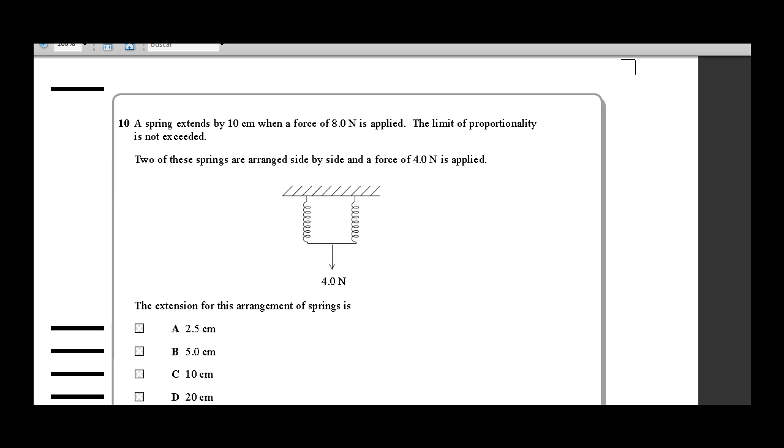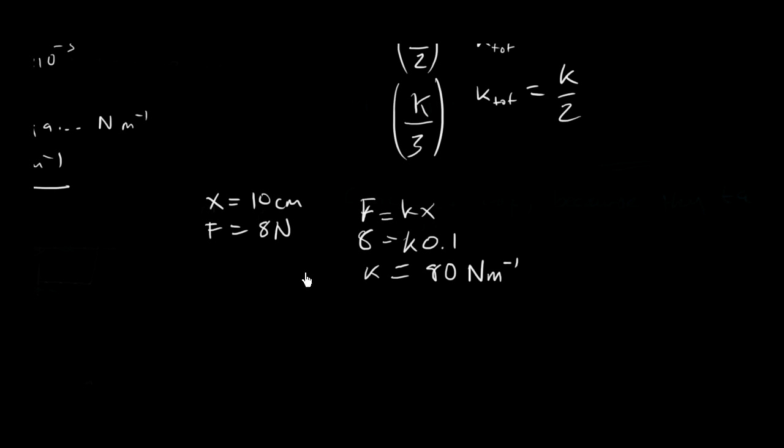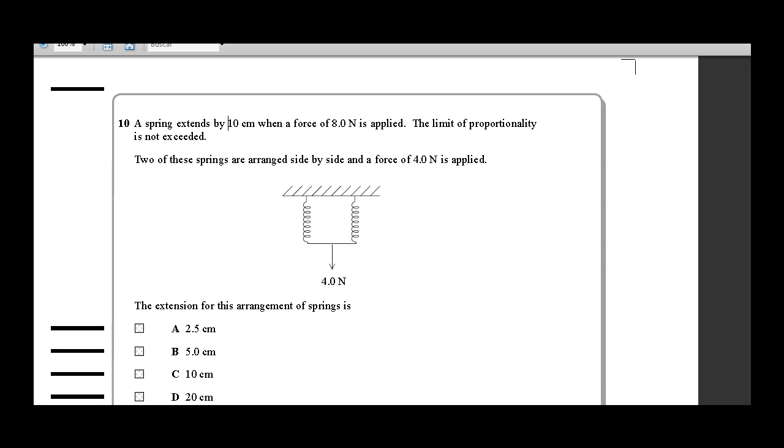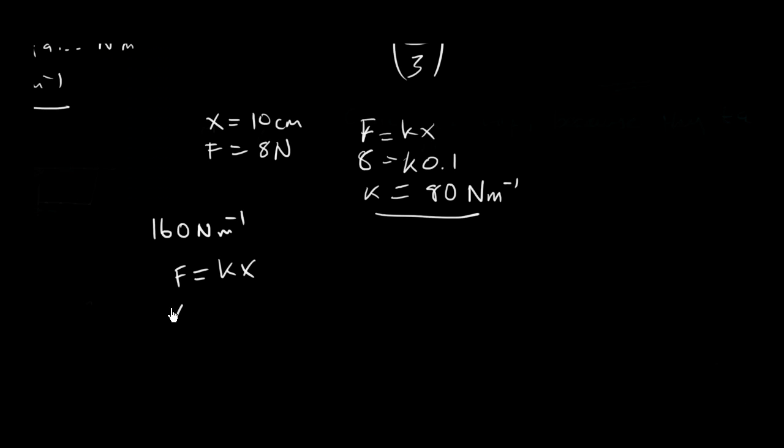2 of the springs side by side and a force of 4 newtons is applied. What is the extension? Okay, so 4 newtons is applied. So let's have a look at what's happening now to K. Two of them are put next to one another, so K1 plus K2, since K are the same, it's just 2 times this K. So actually now the combined stiffness constant is going to be 160 newtons per meter. And so my equation is then F is equal to Kx, with F equal to what they give me here, which is 4 newtons. And they're asking us for the extension, so I'm going to rearrange it like this: F divided by K, which is 4 newtons divided by 160 newtons per meter.